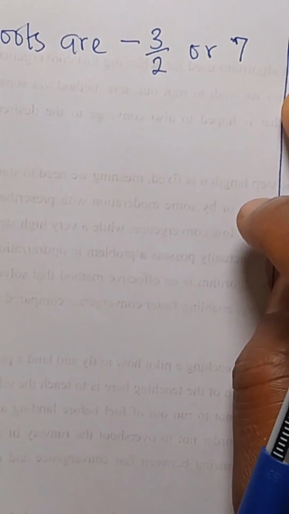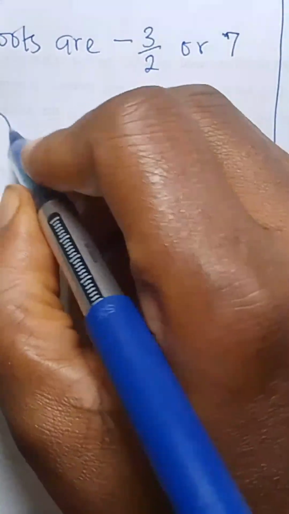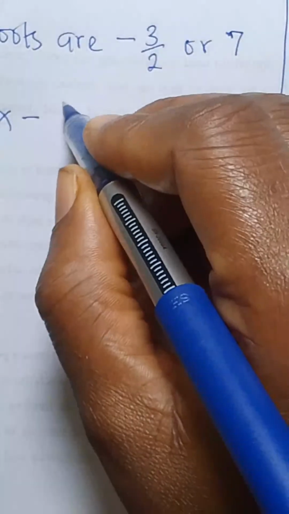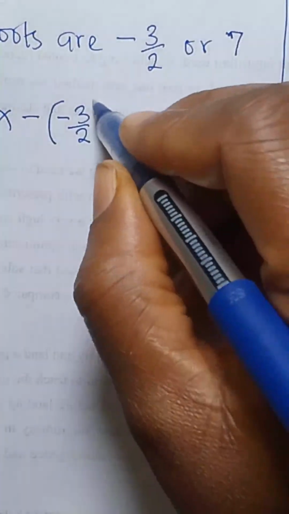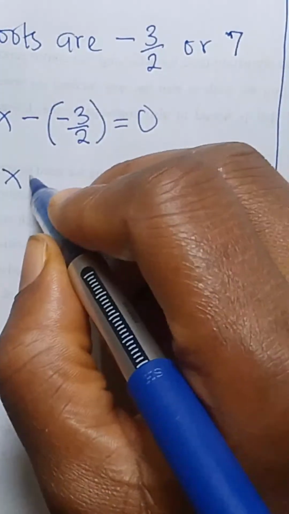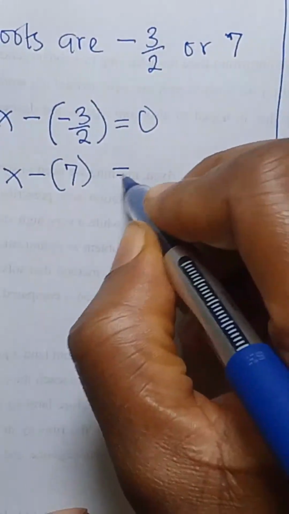Now, what this means is that we are going to subtract each root from x and equate it to 0. That is the procedure of doing it. So we have x already. We are subtracting minus 3 over 2, so we put the subtraction first. We now put our minus 3 over 2, and equate it to 0. And on the second, we have x minus, this is plus 7. We have to put it in brackets so that you see what we are doing.